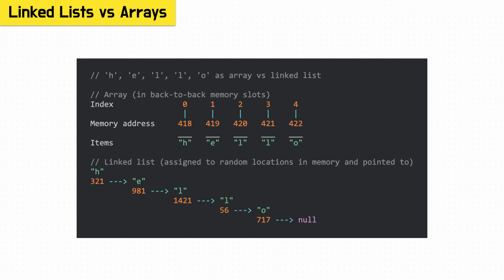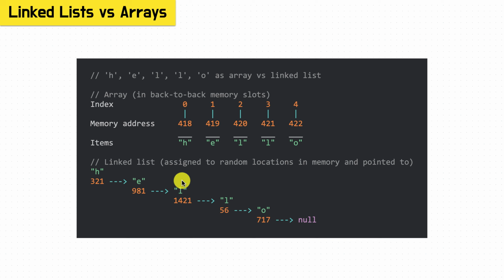So let's quickly compare linked lists and arrays again. With arrays, they're stored contiguously in memory, so each item is indexed and we know the full length. So at each memory address, we have a character for hello. So each item just appears one after the other in memory.